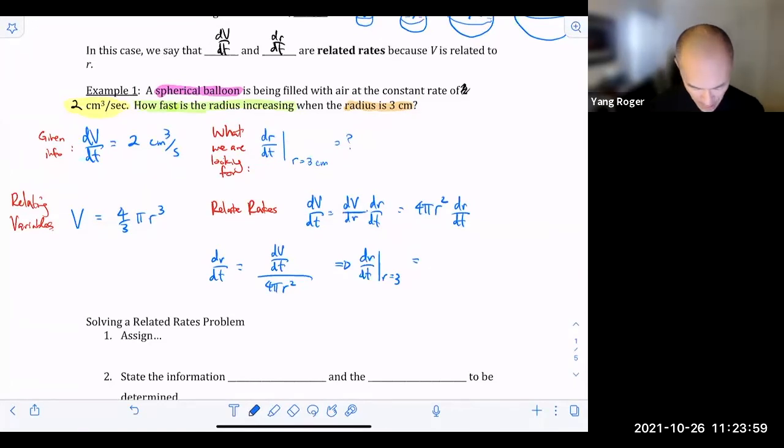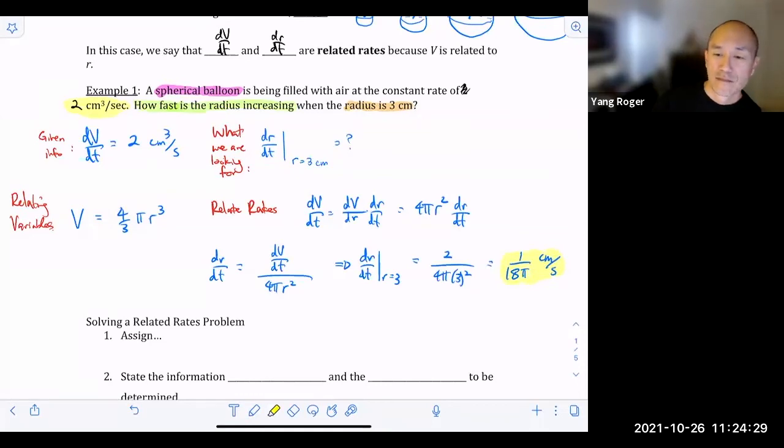Okay. So dV/dt is equal to 2. And the denominator is going to be 4 pi times 3 squared, like so. So you simplify this down, you're going to get 1 over 18 pi centimeters per second. And that's going to be our answer. Are there any questions about this?